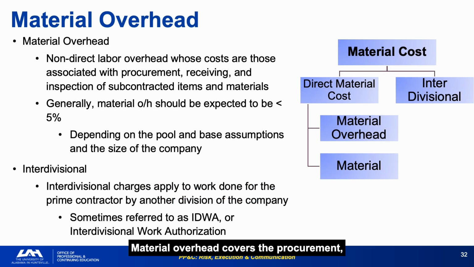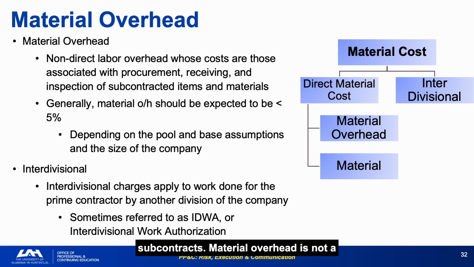Material overhead covers the procurement, receiving, and inspection costs associated with materials and subcontracted items, generally expected to run below 5% of material cost, depending on the company structure. Interdivisional charges arise when work is performed for the prime by another division of the same company, sometimes referred to as IDWA. These charges carry all the same overhead and G&A implications as external subcontracts.